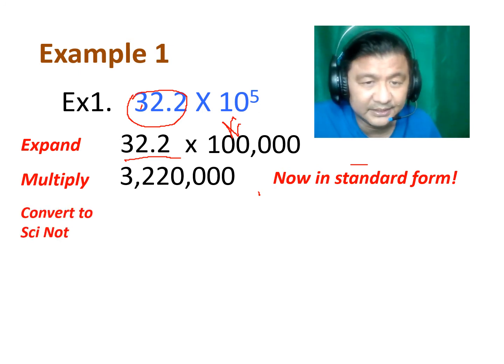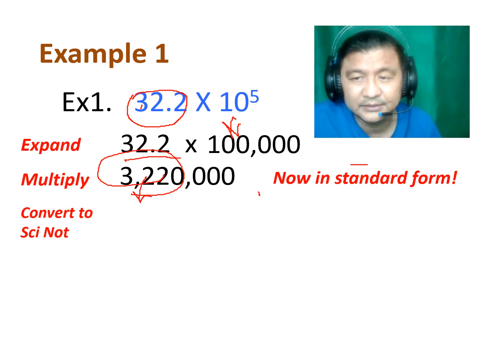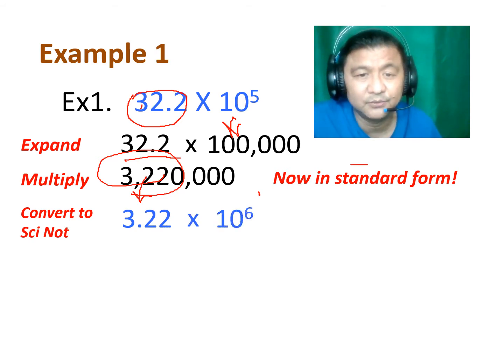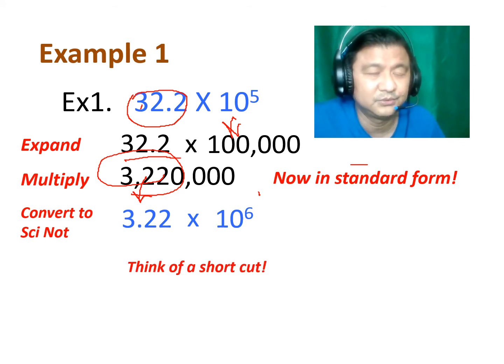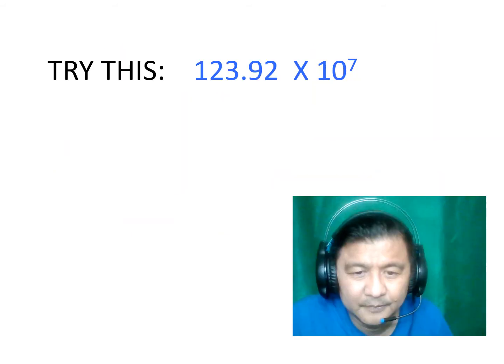So how do we do that again? A number between 1 and 10. This becomes 3.22 times a power of 10. 10 to what power? 6. So we know that already. Okay. Next, we now move on to the second example.